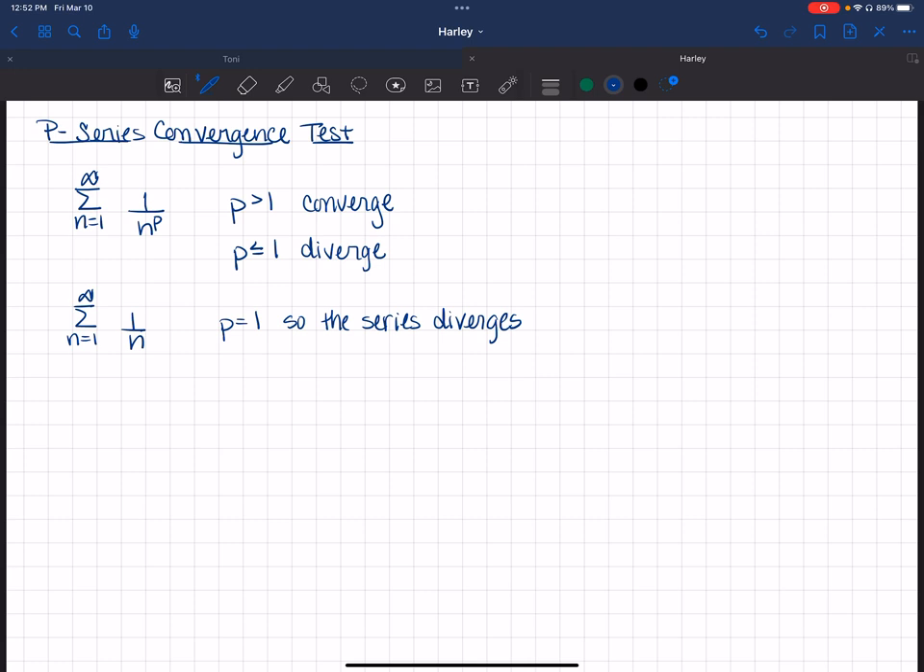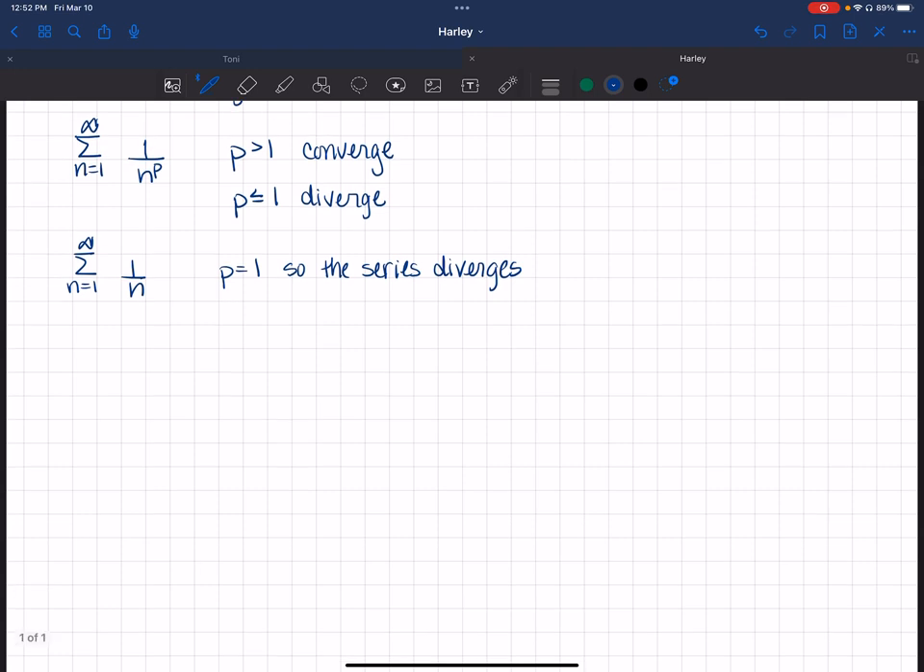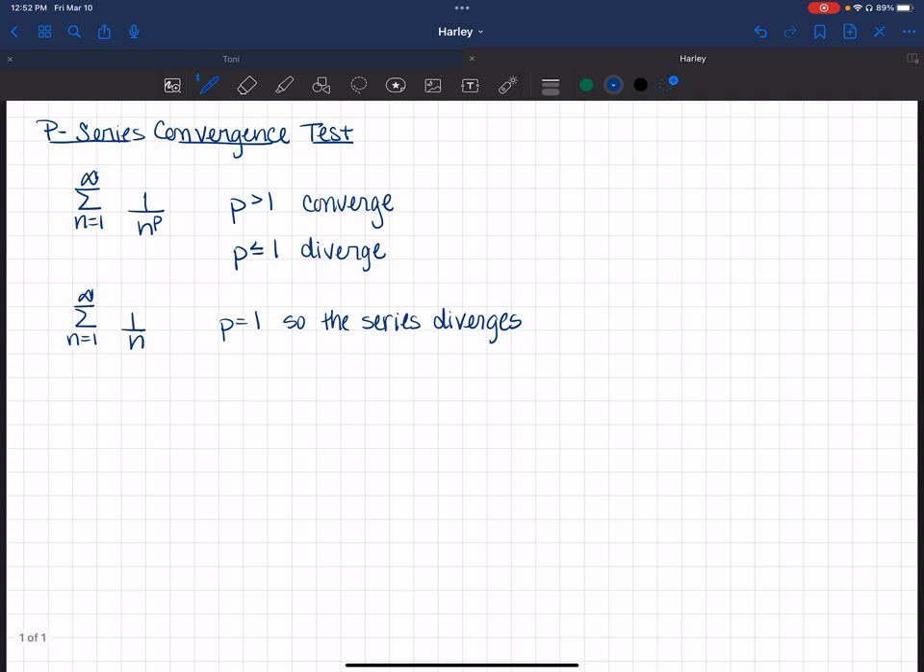Some of your homework questions did have a p-series in there. We could break it down to a p-series, and so we could easily tell if they were absolutely convergent, conditionally convergent, or divergent. So that's all that a p-series is. You just have to be able to pick it out. If we look at the alternating series test, it's going to take a little more effort.